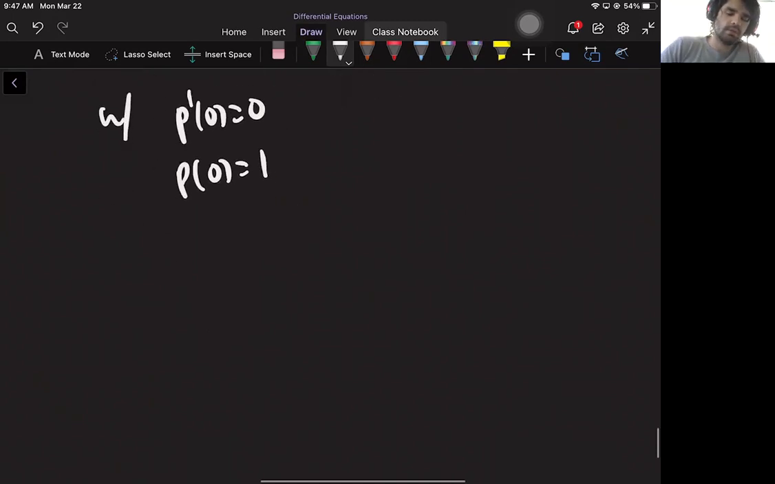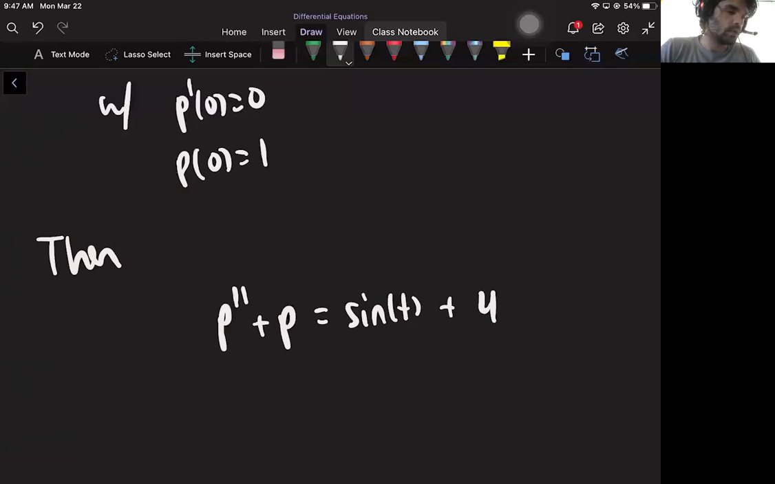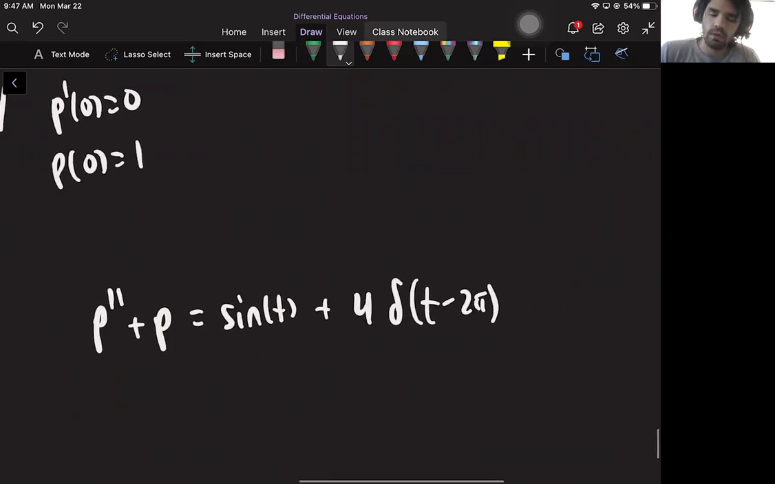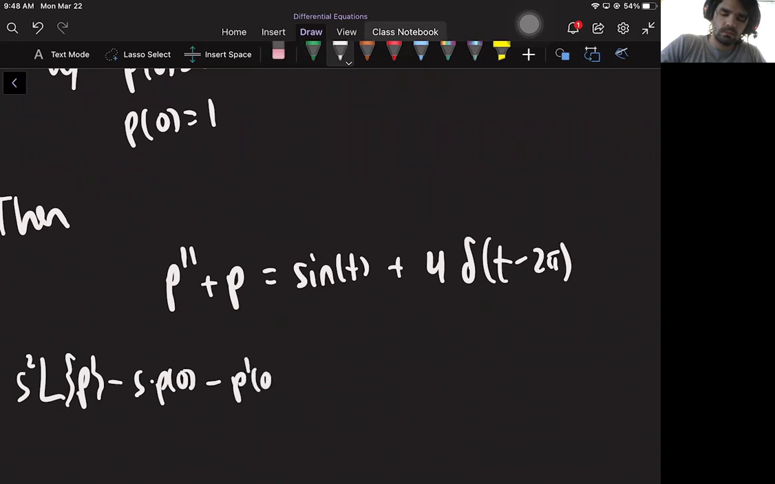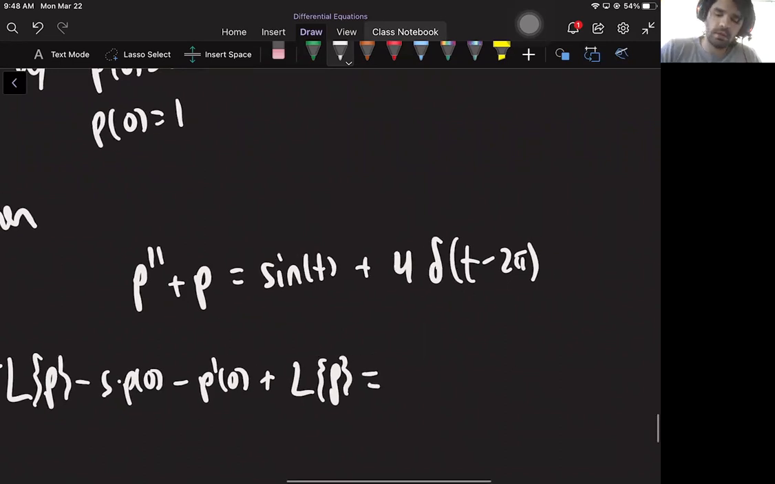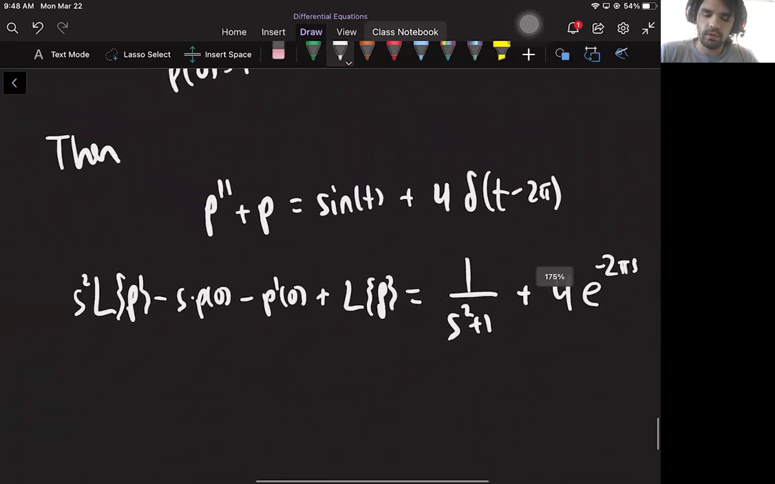All right, so there's still no air resistance. So what do we get? We get P double prime plus P equals sine of t, our external force, plus this extra amount after 2 pi time. Okay, so it works the same way. We Laplace transform everything. So I'm going to skip a few steps. Okay, there's that. Laplace transform that. So now the Laplace transform of sine is 1 over s squared plus 1. The Laplace transform of this thing, we already did that last time. It's the same. Okay, so it's going to be a little bit different.